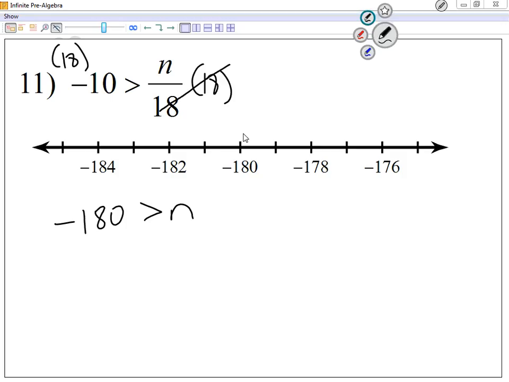So my negative 180, I circle it, don't fill it in. My n, I look at the letter, it's on the small side of the inequality sign, where the dot is. It's on the small side, so that means my n is small. My small numbers go to the left.